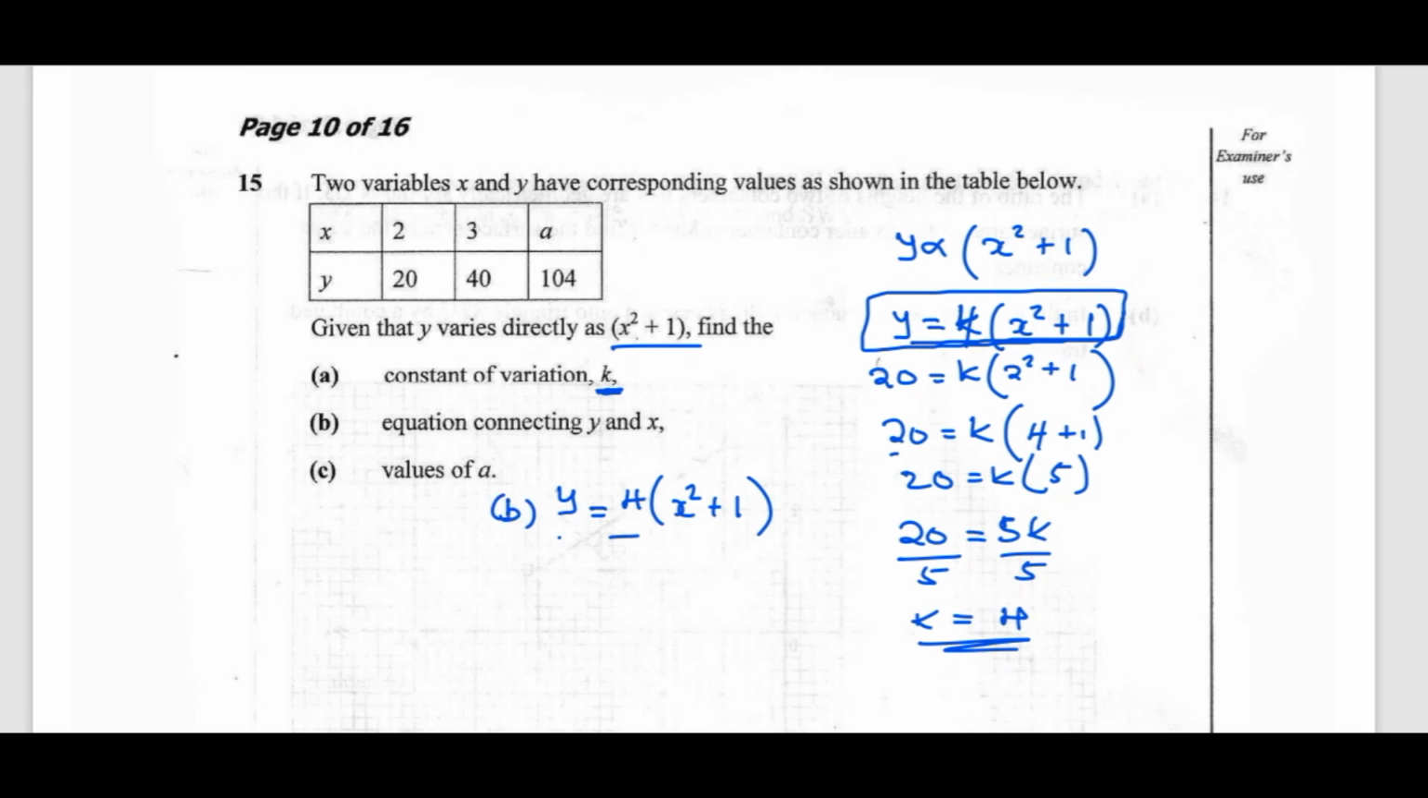And then let us look at C. So we want to find the value of a. We're going to use the same equation. So y is equal to 4, open bracket, x squared plus 1, close. So y, you go to the variables given. So y is 104 is equal to 4, and then open bracket, a squared plus 1, close.